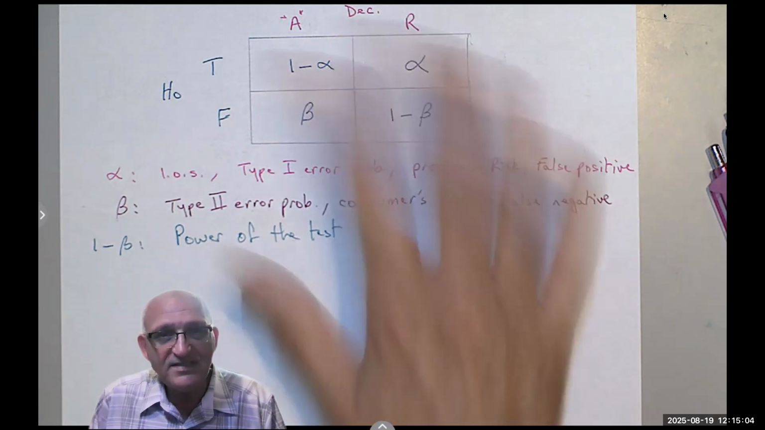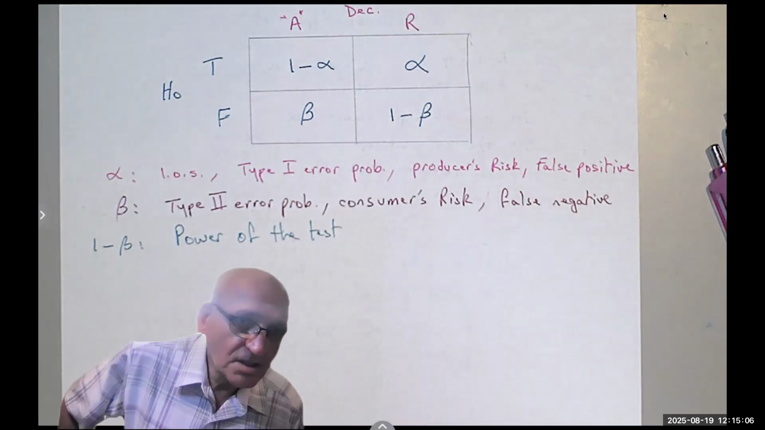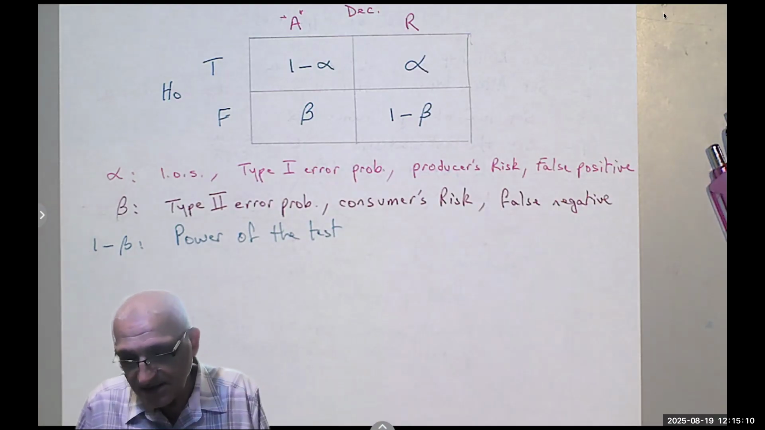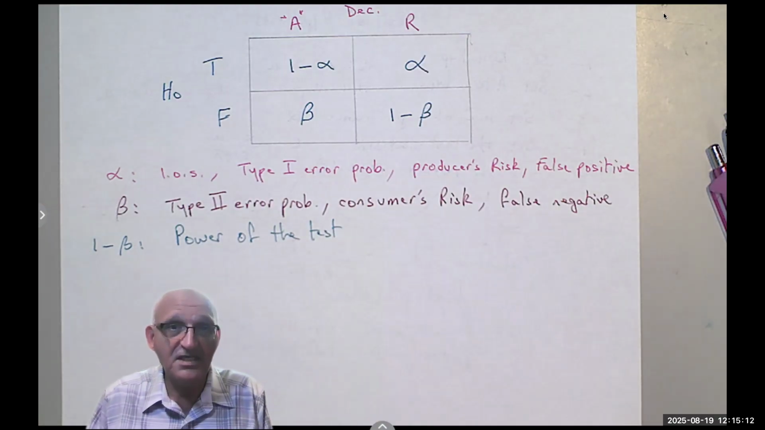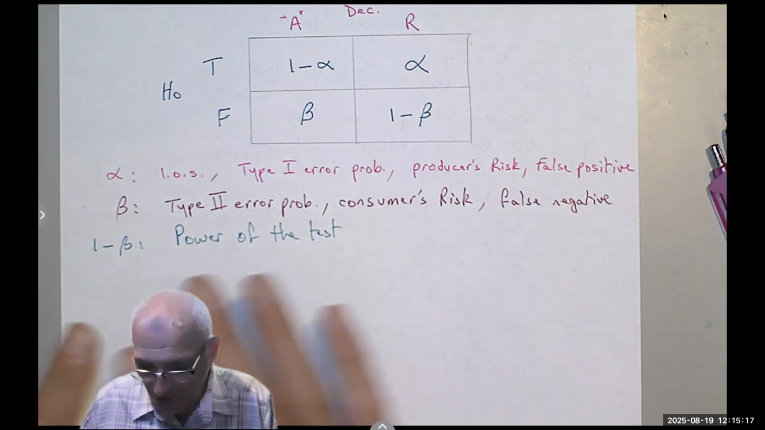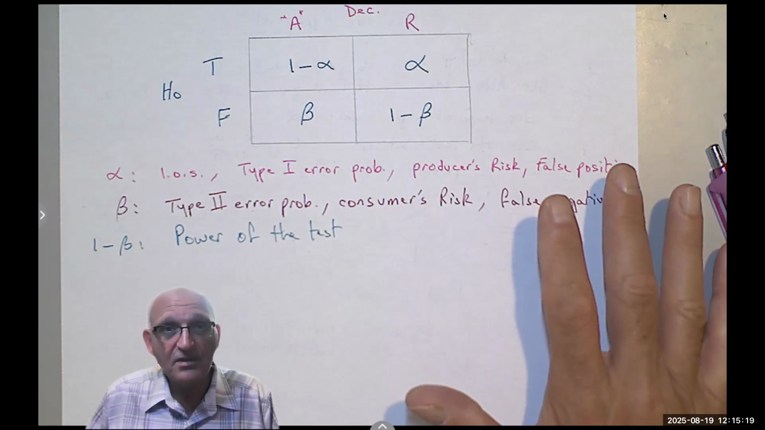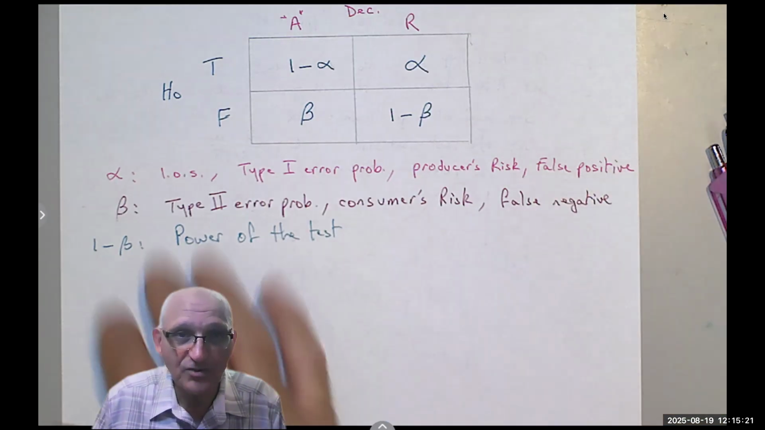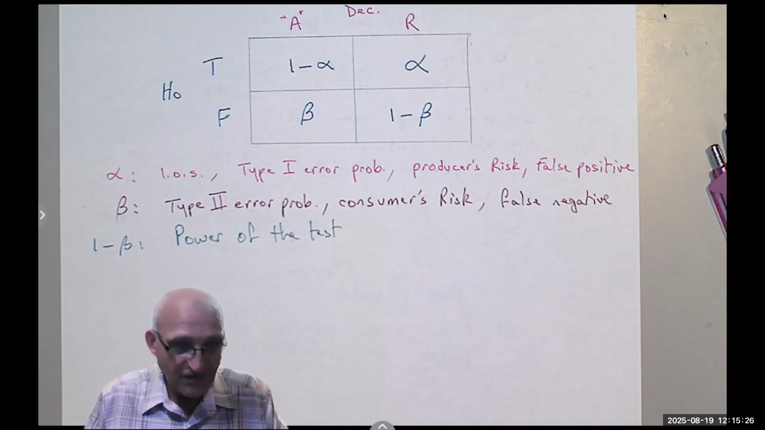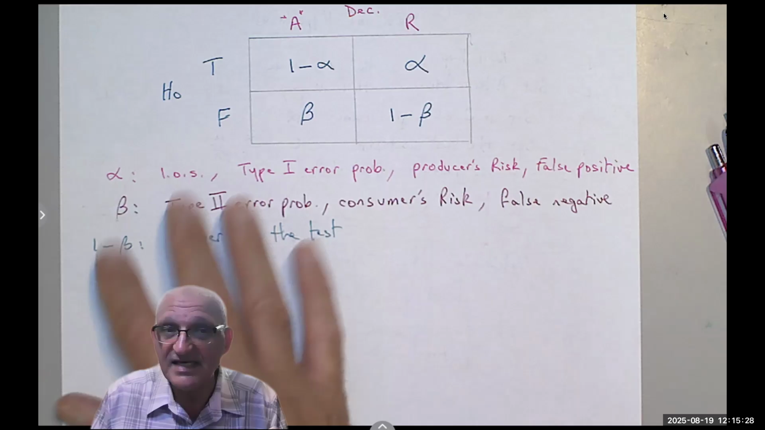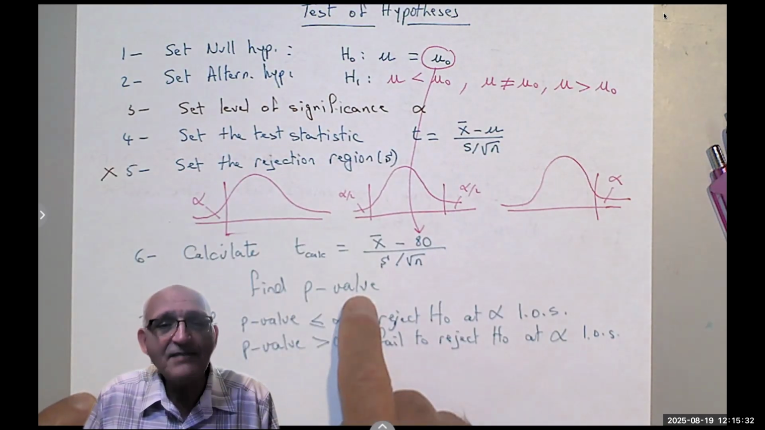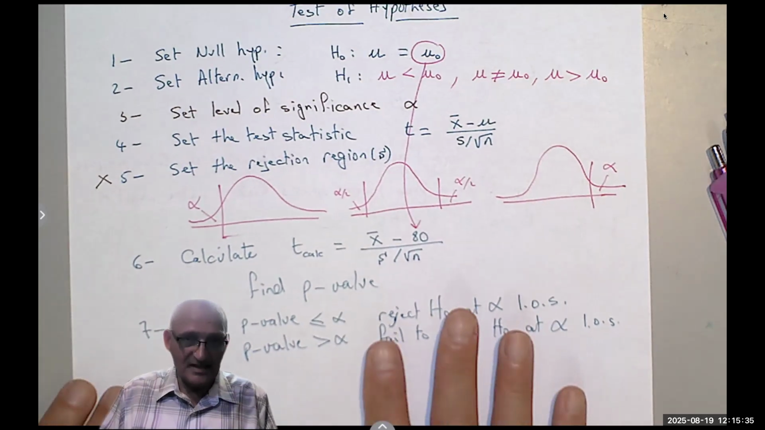But this is basically setting the stage for the test of hypotheses of the mean of one population, mu. I'm not going to go any further now. I hope you understood what we said. Again, if you didn't understand exactly beta, that's fine. We haven't talked about finding the p-value yet. I'm going to talk about the p-value now and then I will stop.